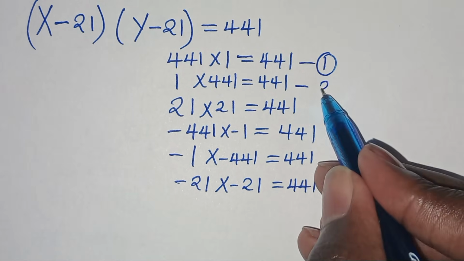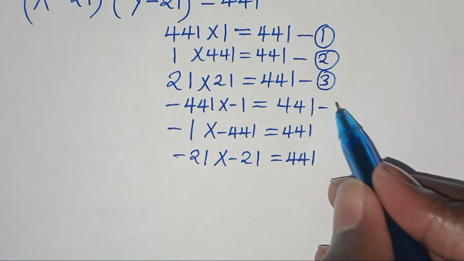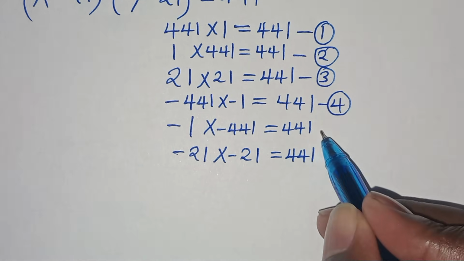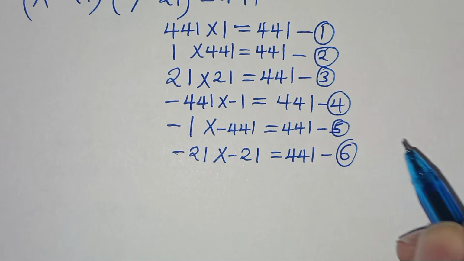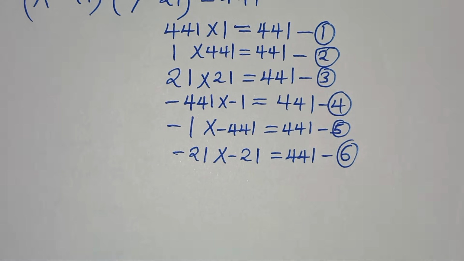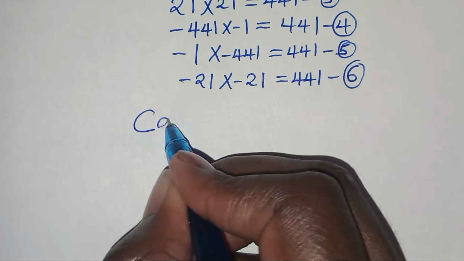This is the second case. This is the third case. This is the fourth case. This is the fifth case. And this is the sixth case. So we have case 1 up to 6. Let's start with case 1.